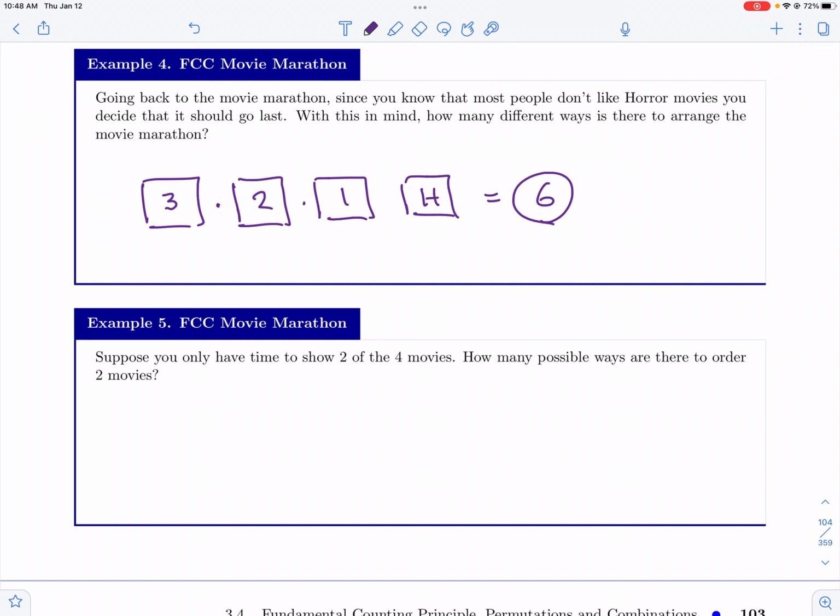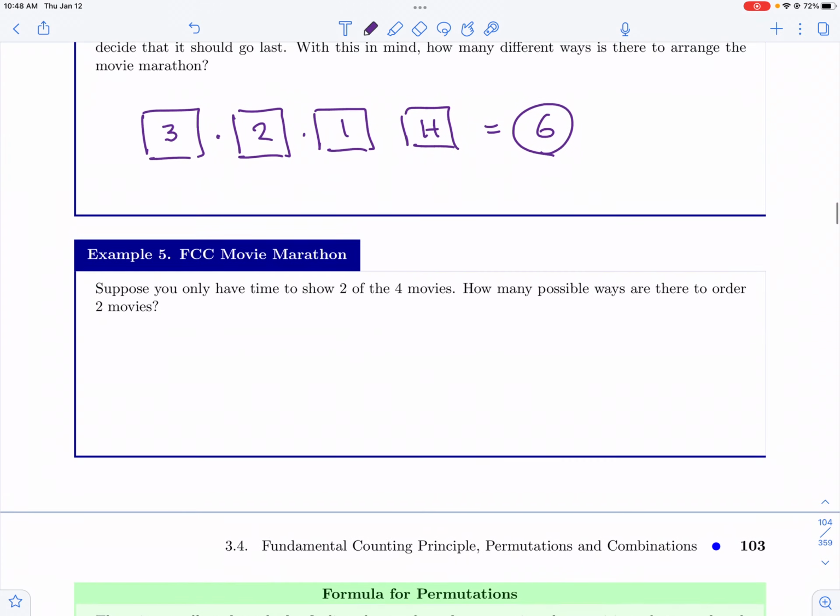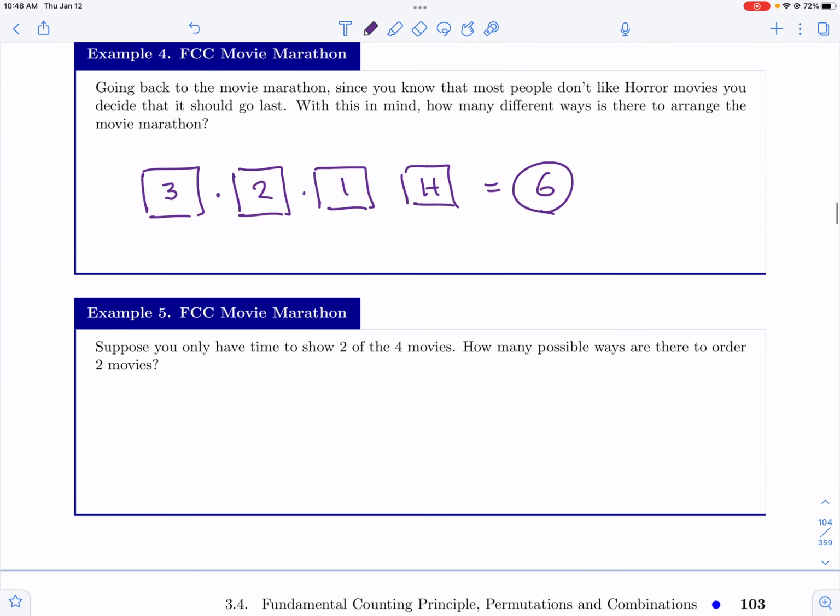All right, and finally we've got example 5. Suppose we only have time to show 2 of the 4 movies. How many possible ways are there to order the 2 movies? Maybe we were not allowed to do the movie marathon after 8 o'clock or something like that. So we've only got the 2 time slots, 6 and 8. Instead of having 4 time slots, we're down to just 2 time slots.